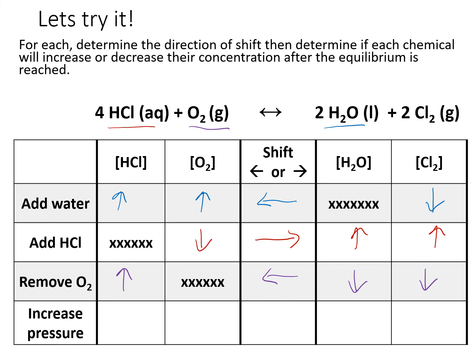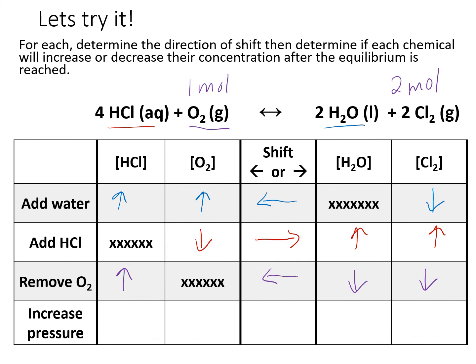Now our last one here is increasing pressure. So to look at that, we need to, again, look at our total moles of gas on each side. So on the left side, we have HCl as aqueous, so we ignore that. We have O2 gas, so we have 1 mole of gas on the left. On the right, we have water as a liquid and 2 moles of chlorine gas. So we have a total of 1 mole and 2 moles.